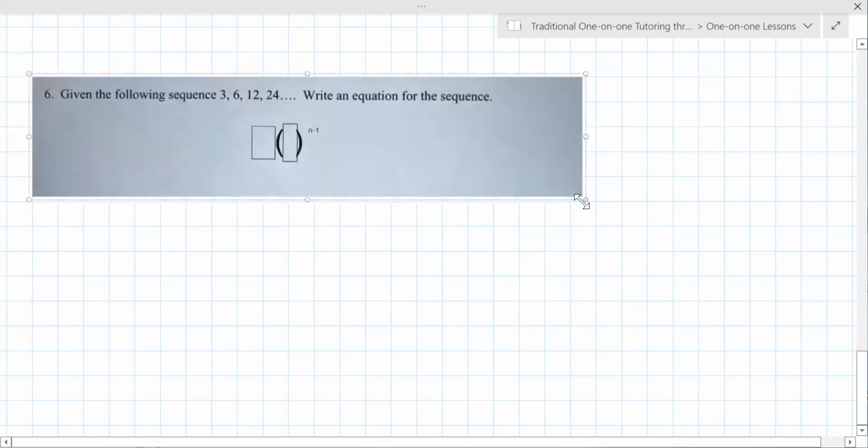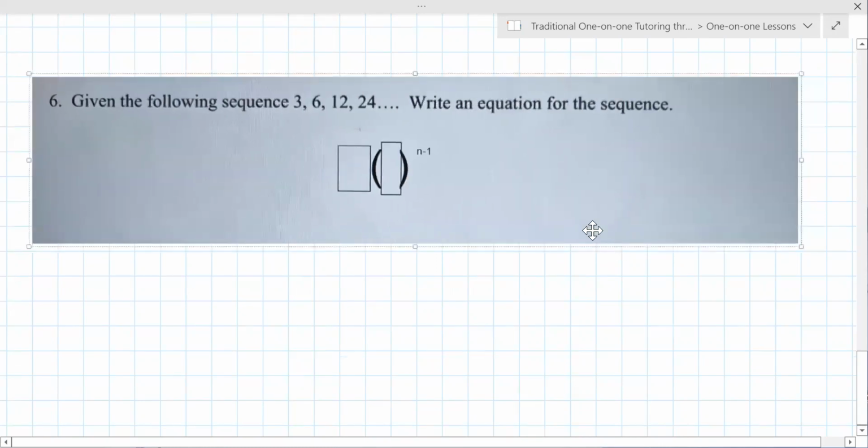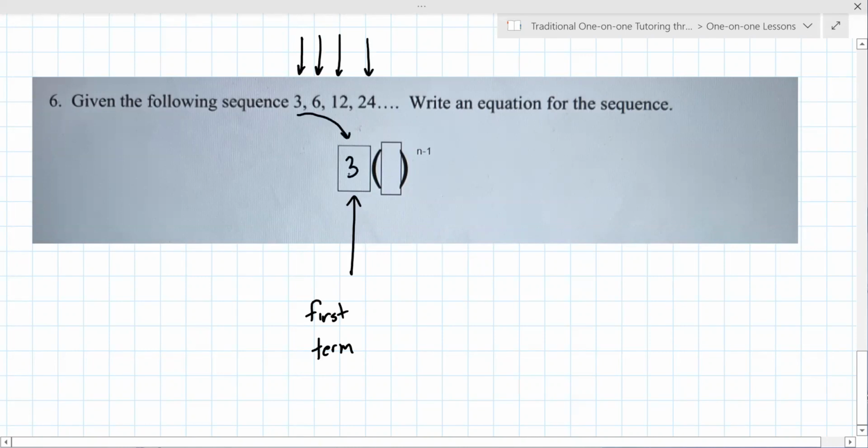Okay, so here is a new question. Really not much different than the previous ones, because they give you a sequence, and then it says to write an equation for the sequence. Probably in your notes somewhere, you have a formula for a sequence. I'm going to give you the formula in words here because that'll mean more to you. This is the first term. Each of these numbers is a term. The first term is 3. It's always whatever number comes first that goes on the outside. The thing that goes inside the parentheses is the ratio.